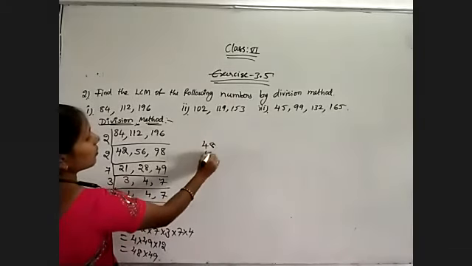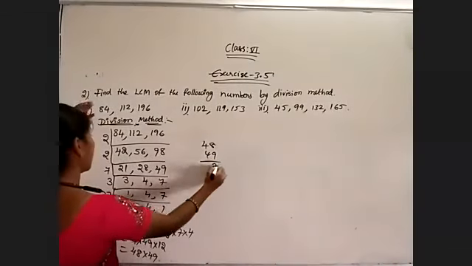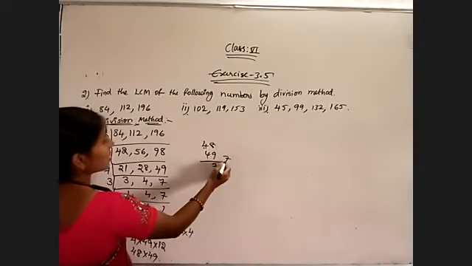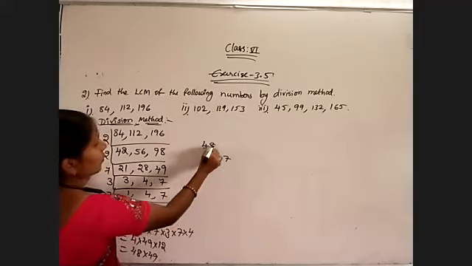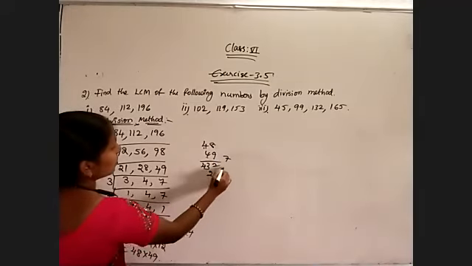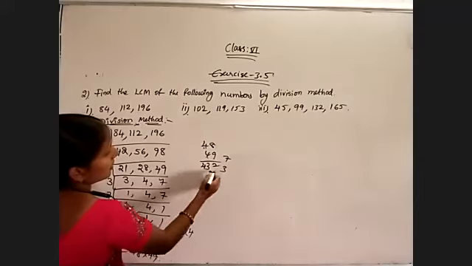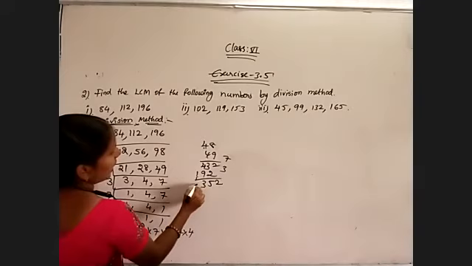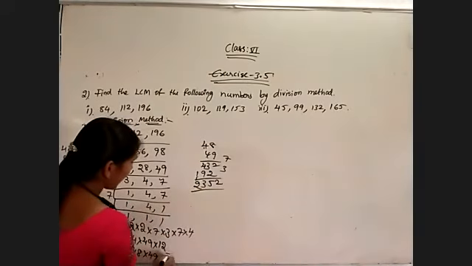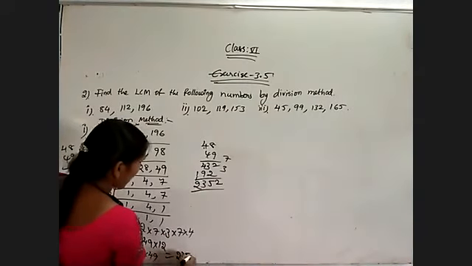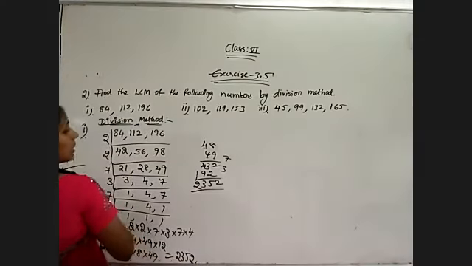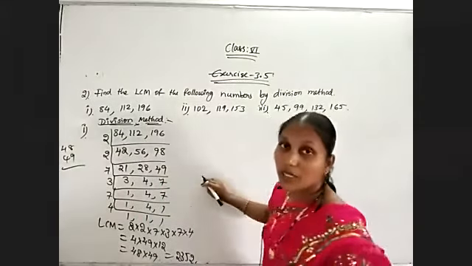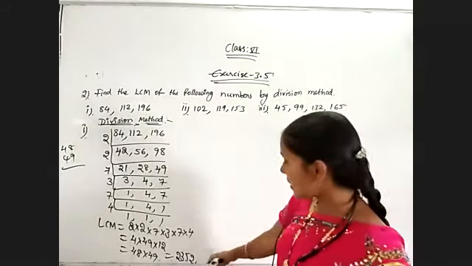48 into 49. 9 8 is 72. 9 4 is 36 plus 7, 43. 4 8 is 32. 4 4 is 16 plus 3, 19. 2 5 13 and 2. 2352 is the LCM of the given 3 numbers. Okay. If you have any doubt, check by doing the prime factorization method. Then also you will get the same result.